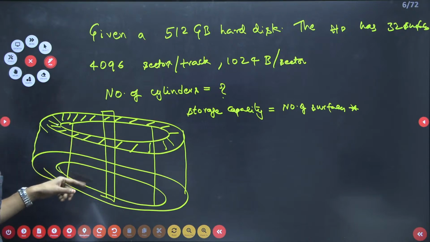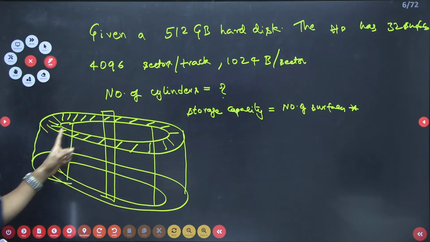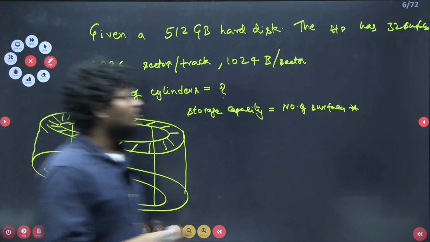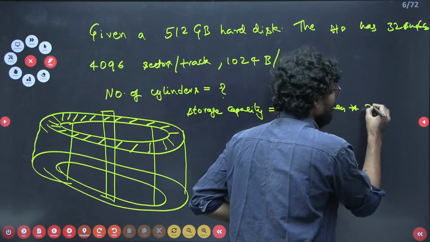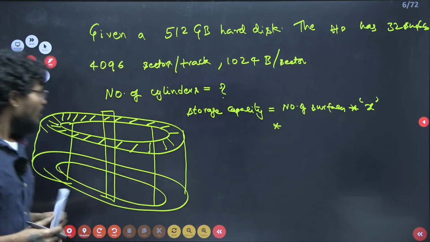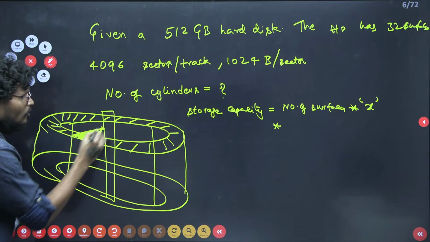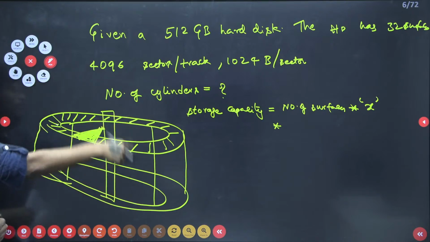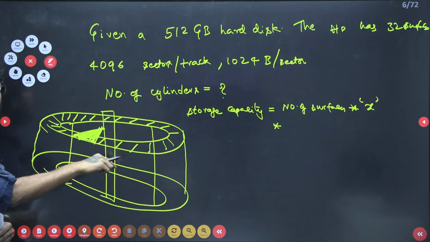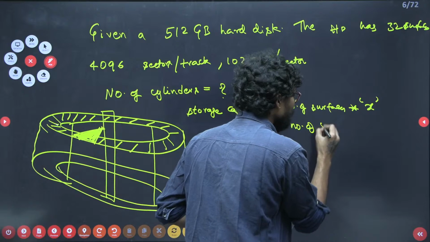Track 1 on each surface together forms cylinder 1. Therefore, when we say number of tracks, it is equal to number of cylinders. We multiply number of surfaces with number of tracks, which is the same as number of cylinders, which we need to find out. Let us call it x. This is multiplied with sectors, as each track is again divided into sectors, right? So to get the capacity, we take number of surfaces, multiply that with number of tracks, and each track is further divided into many sectors. Therefore, we multiply with number of sectors per track.